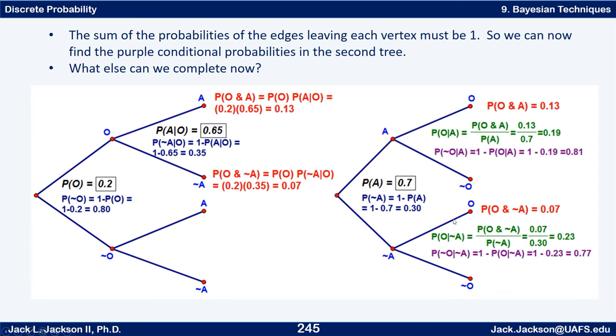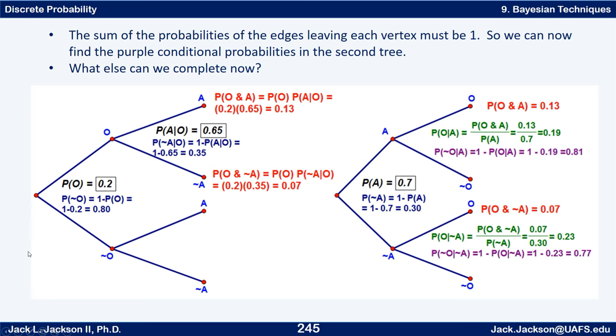And similarly, if we know this one right here, which is the green one, 0.23, the other one that's coming out of the same vertex, that's the only other possibility, these have to add up to 1. So the one down here that I've got in purple is 1 minus 0.23, or 0.77. So we have all the edges labeled in the second tree. The only thing we're missing is this value at the end of this path where it goes A and then not O, and the one at the end that's not A and then not O. So fill out those last two.